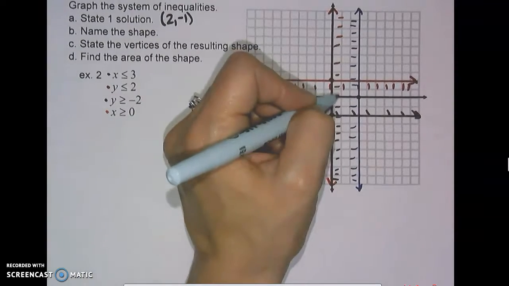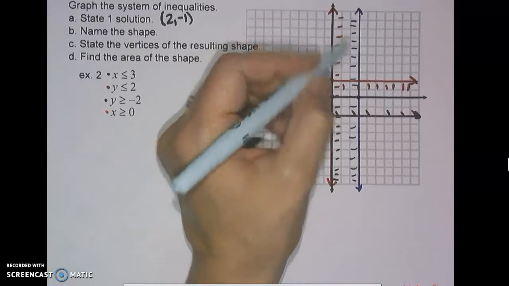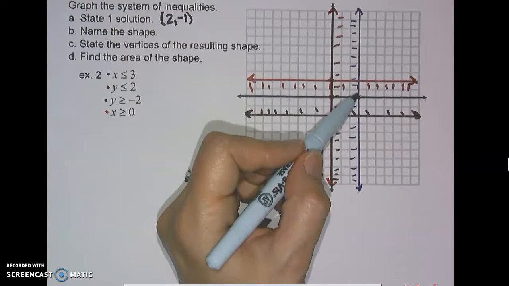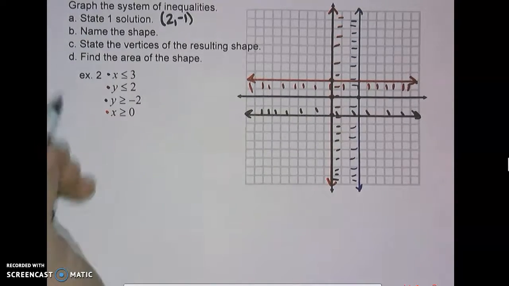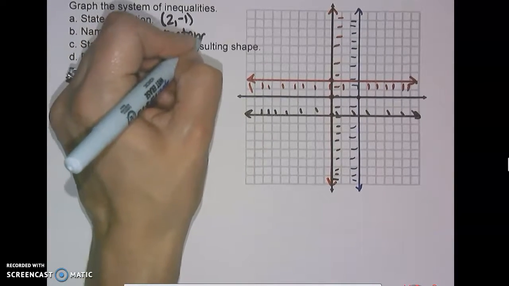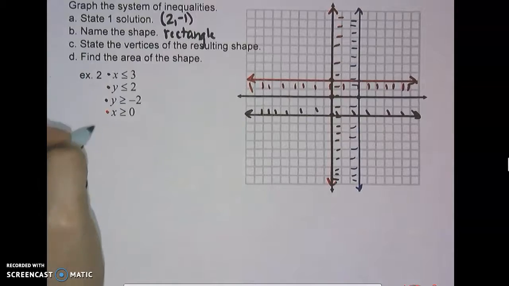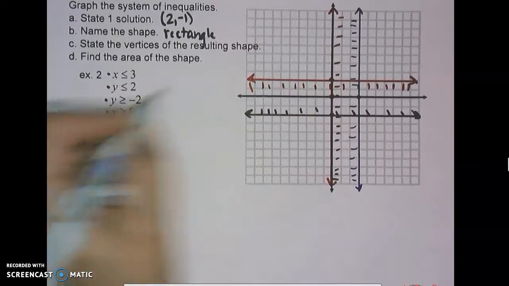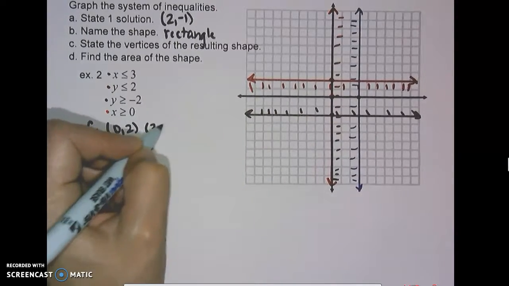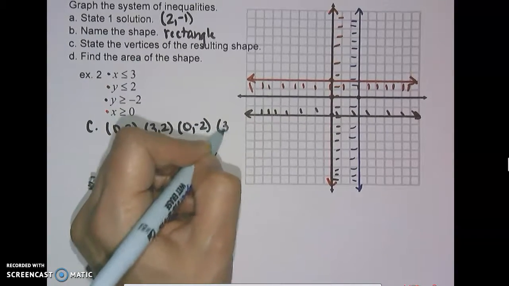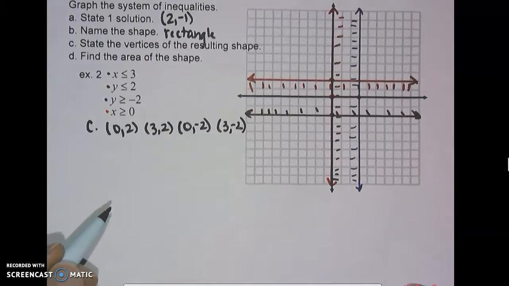You could put 1, 1, 1, -1. Could we choose 3, 0? Yeah, that's a solid line, so that's okay. You could technically count any of these corners since they're all solid lines. That's good too. All right, so the shape here is going to be a rectangle. And then we're going to state the vertices, so we'll do that down here. So the vertices would be 0, 2, 3, 2, 0, -2, and 3, -2. And you wouldn't have to list them in that order as long as you have all 4 of them. You're good to go.